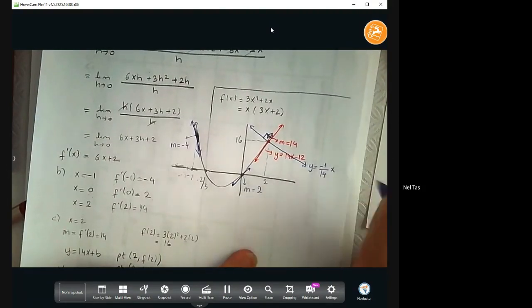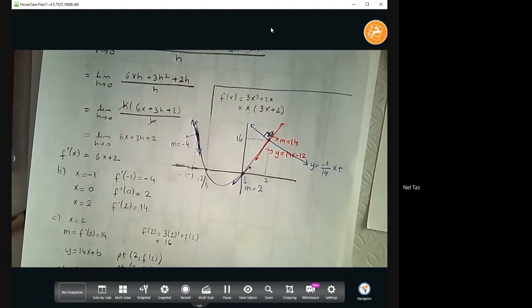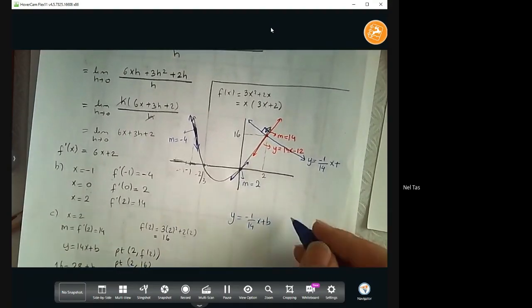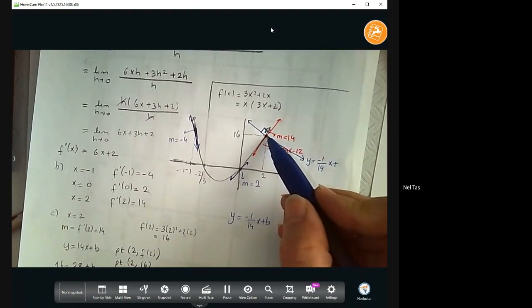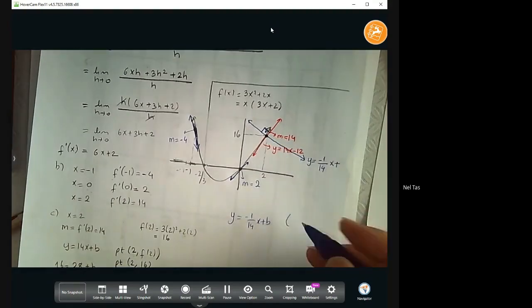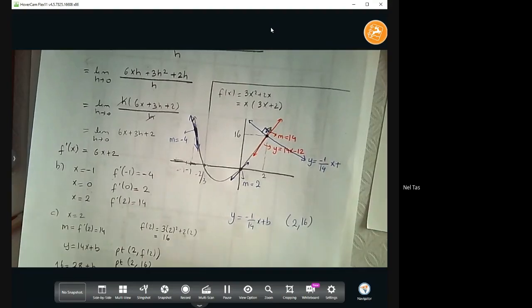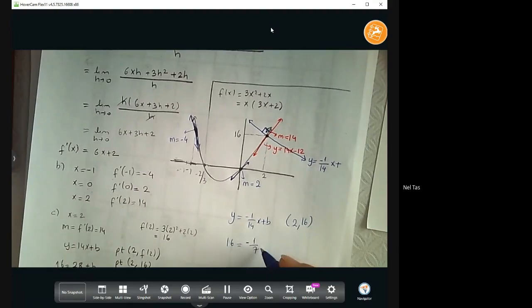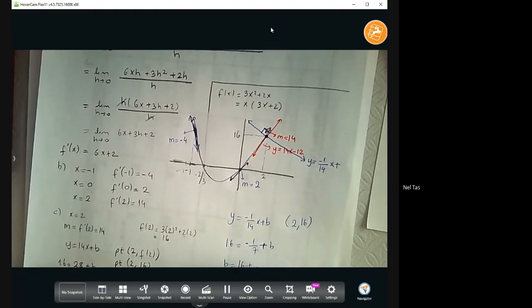But now we need to find what the b value is. So y equals negative 1 over 14x plus b. We're going to use a point, and that point is, of course, the point of tangency here. So at the point of tangency, x is 2, y is 16. So 16 equals negative 1 over 14 times 2, so negative 1 over 7, plus b. So b is 16 plus 1 over 7.